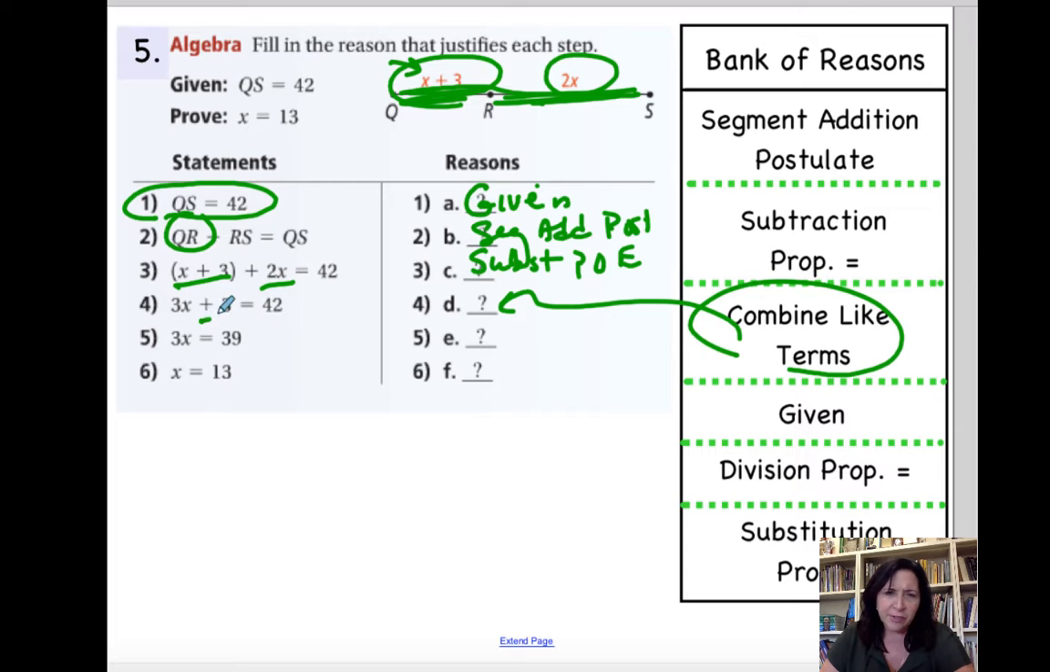In this next step, we're subtracting 3 from both sides, so we have 3x equals 39. That's the subtraction property of equality. And then we're dividing by 3 on both sides, so that's x equals 13. That's the division property of equality.